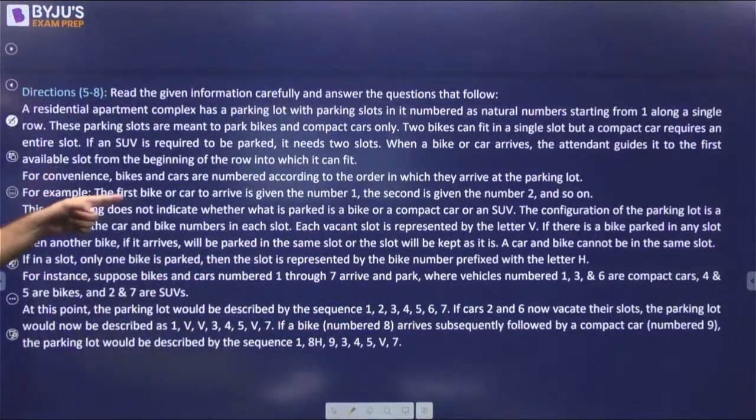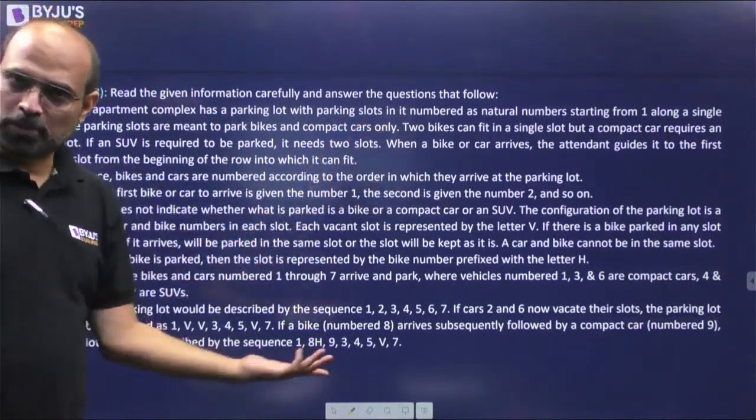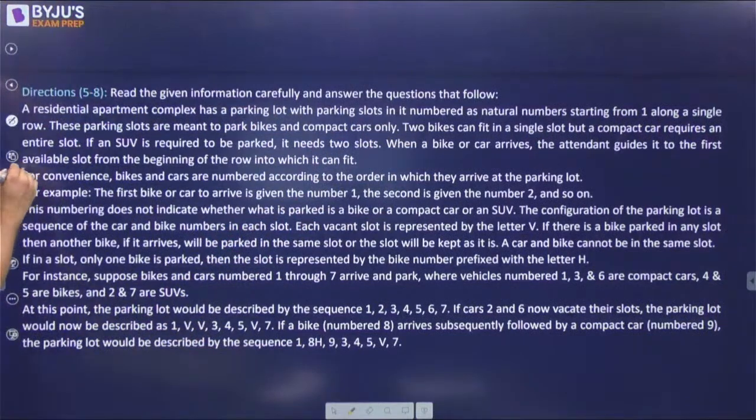For example, the first bike or car to arrive is given the number 1, the second one is given number 2, and so on, which was obvious, right? So, yeah, this part is obvious.